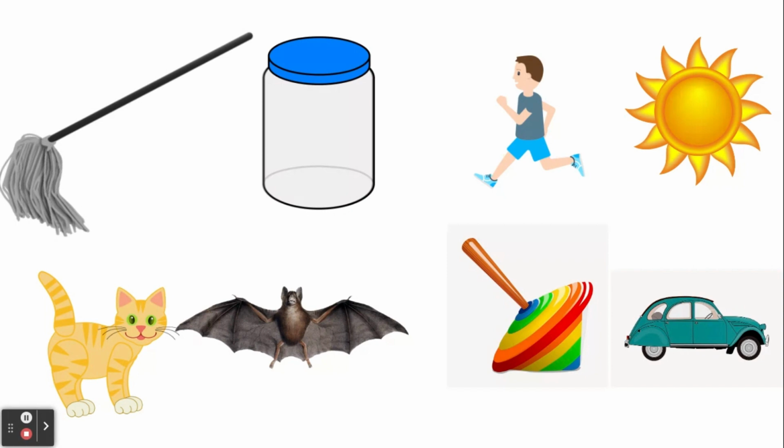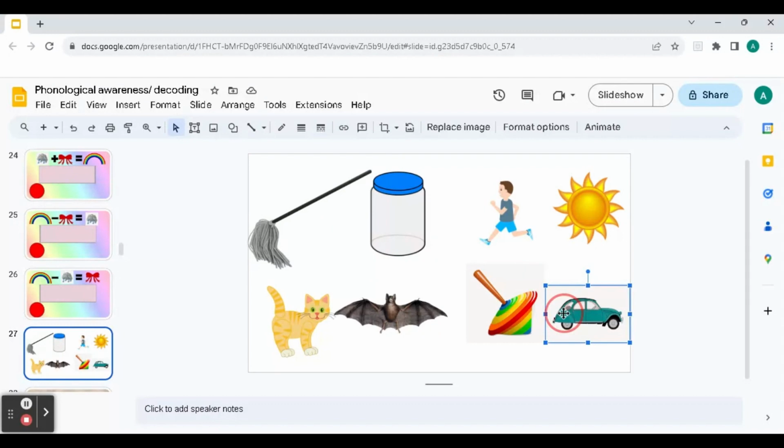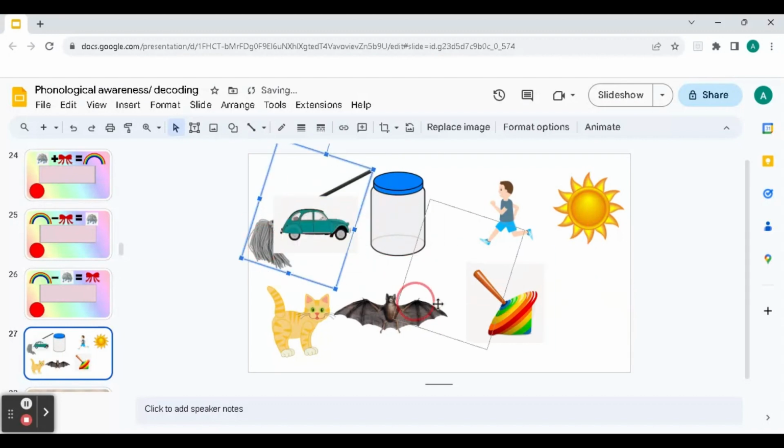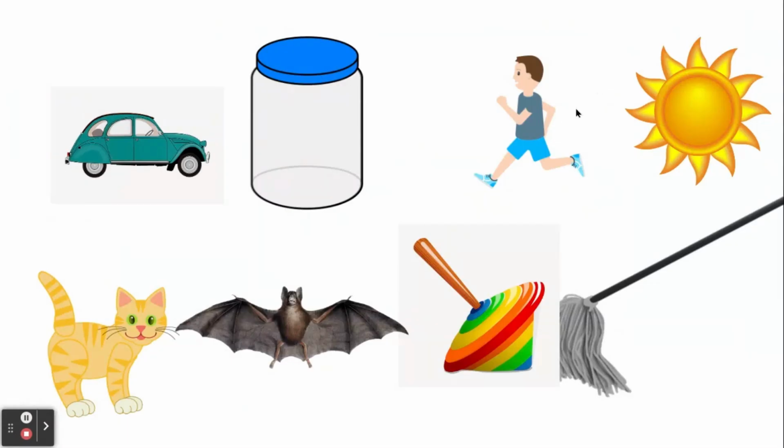So rhyme recognition would be able to determine mop, jar. Do those two words rhyme? No. Okay. Cat, bat. So giving students words to match would be an example. If students are able to match words that rhyme, so an example would be car, jar, mop, top, cat, hat, run, sun. These are examples of rhyme recognition.